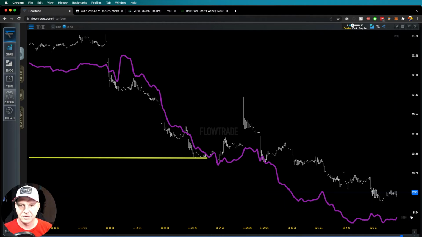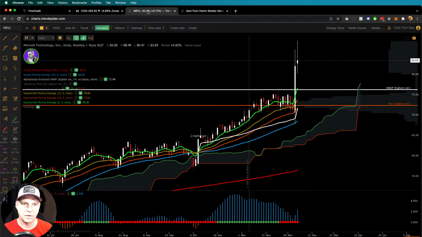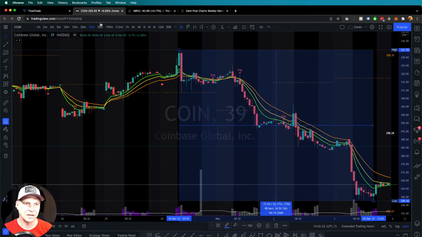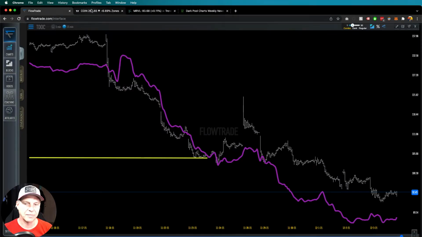So if this consolidates and marinates for the next little while, I think we might actually be able to get a shot at it on the way back up.